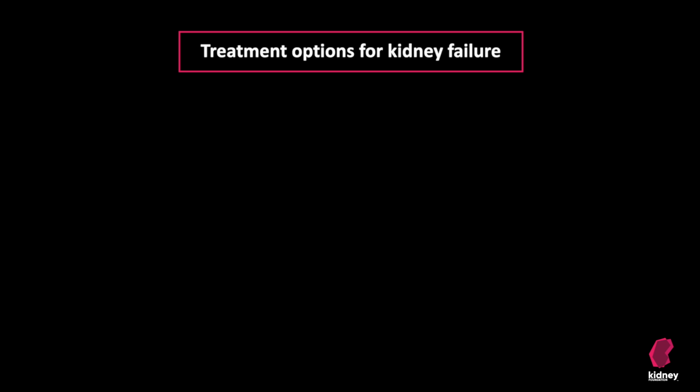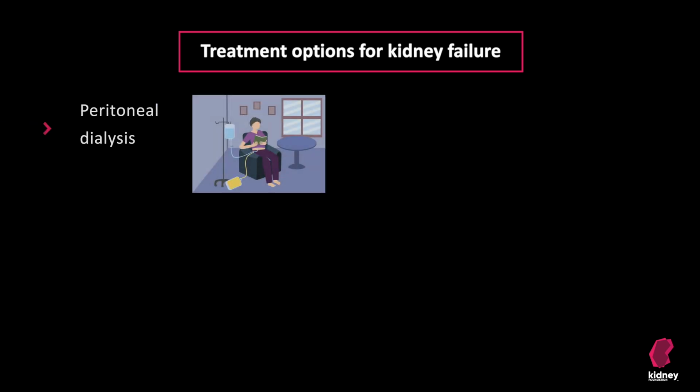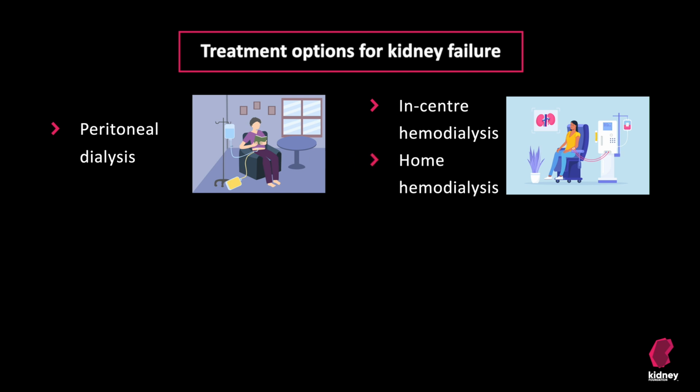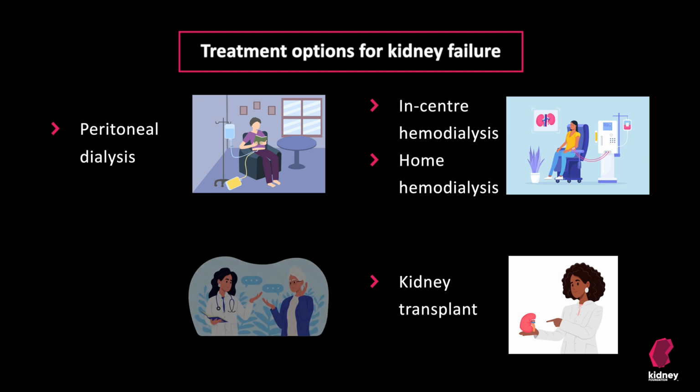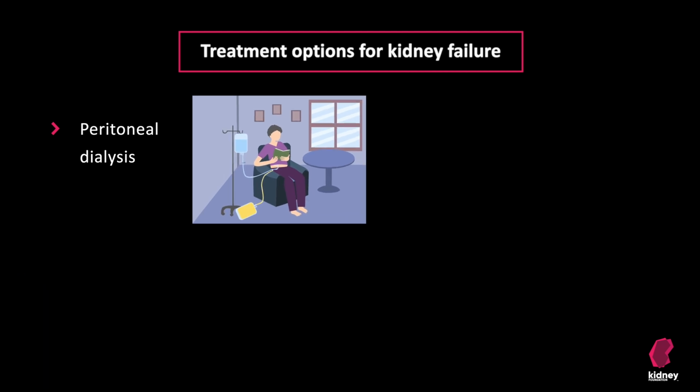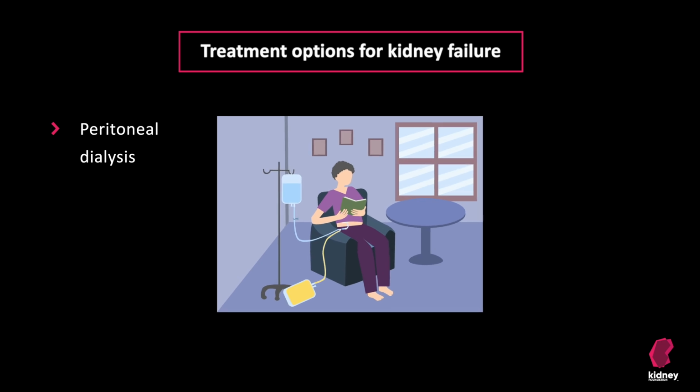Here are the different treatment options for kidney failure: peritoneal dialysis, in-center hemodialysis, home hemodialysis, kidney transplant, and conservative kidney management. First, we will talk about peritoneal dialysis.